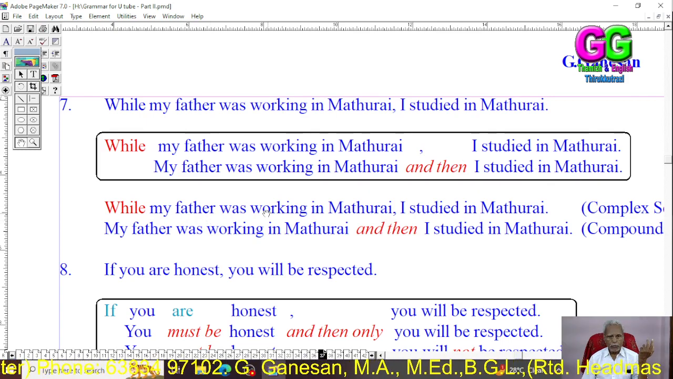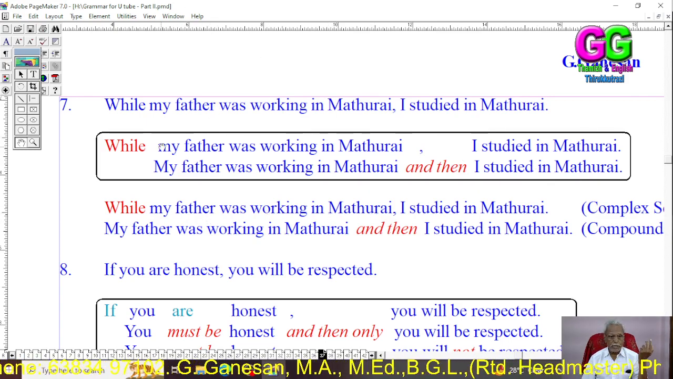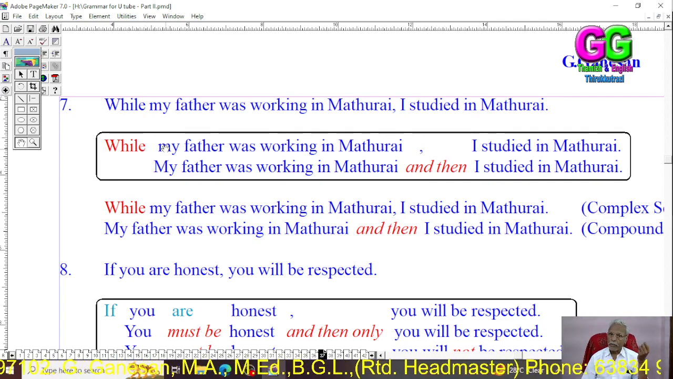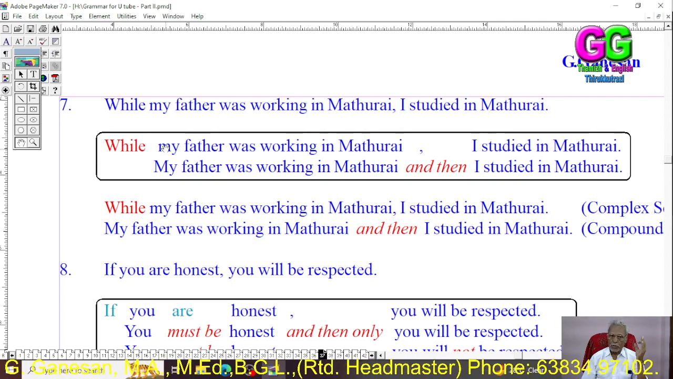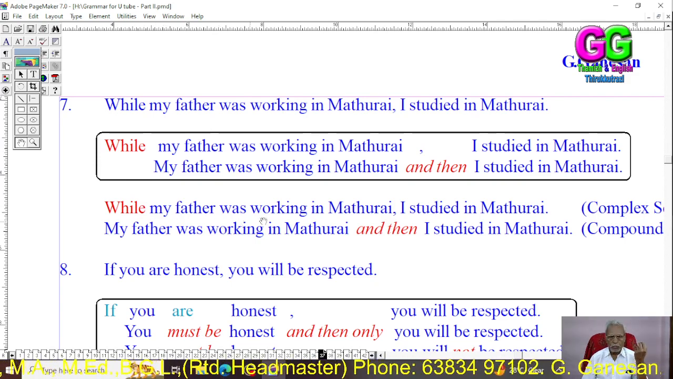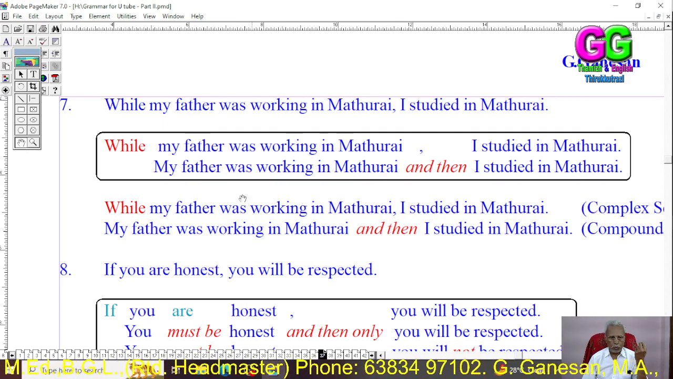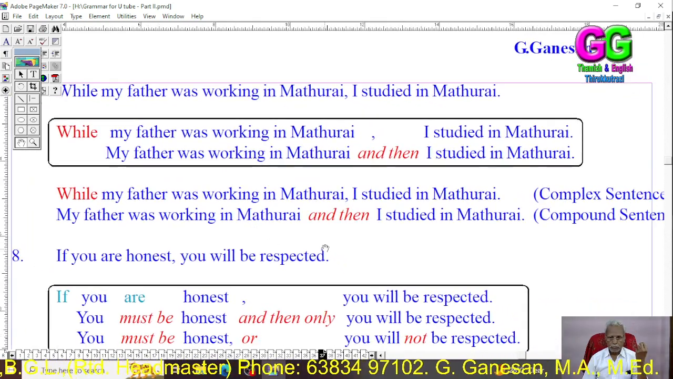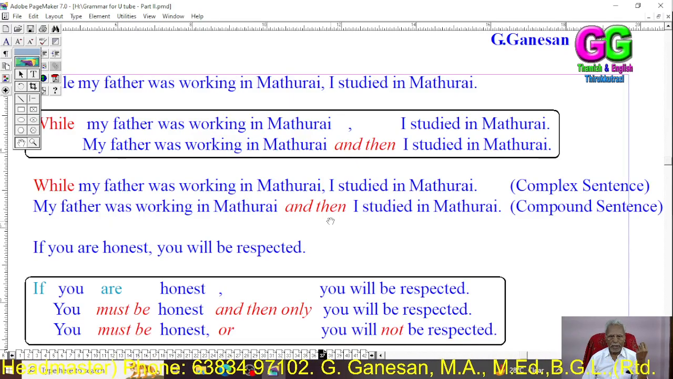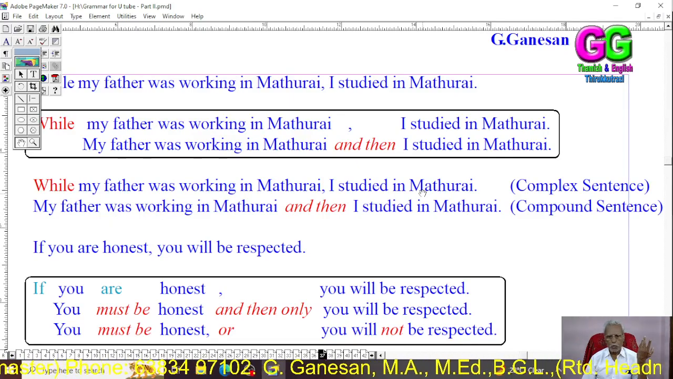So, when my father was working in Madurai, see here, capital M for When, then the small m in My father. The first letter is in small. We are changing the small m into capital M. Have it in mind. When my father was working in Madurai, I studied in Madurai, complex. My father was working in Madurai and then I studied in Madurai. Complex, compound.